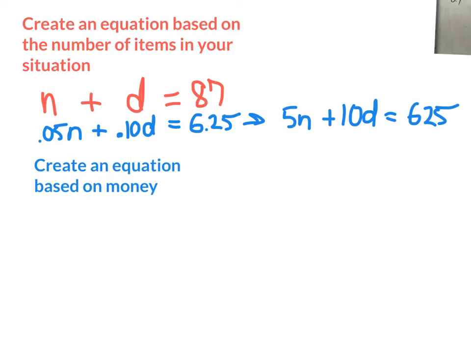Now, the top equation, I don't have any decimals. It looks pretty nice. It's just one N and one D and 87. I need to change... Well, first of all, let me ask you this. Do you guys want to cancel out N's or D's?